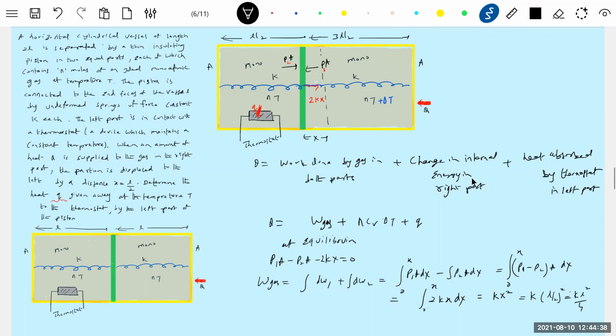Everyone is welcome to oppose this. So spring force will do work or not? Yes. Gas in the right part does work or not? Yes. The gas in the left part does work or not? Yes. Then why are you writing like this?